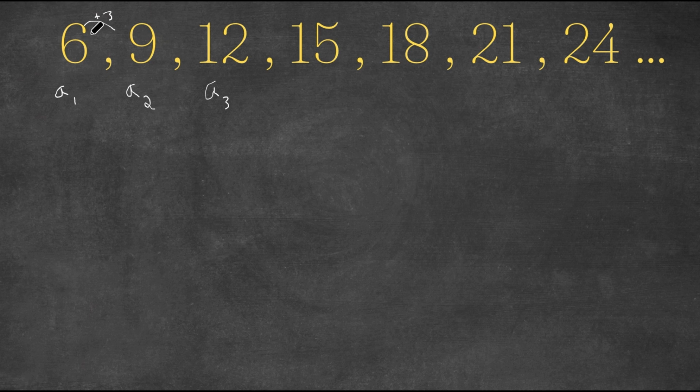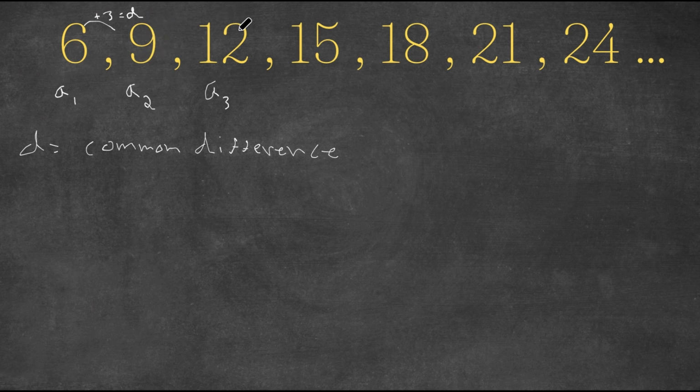And what we add to get to the next term, that's known as the common difference. And the common difference is given by the variable d. So d is equal to the common difference. So 3 here, 3 is what we add to get to the next term. So 3 would be our common difference, also known as d.